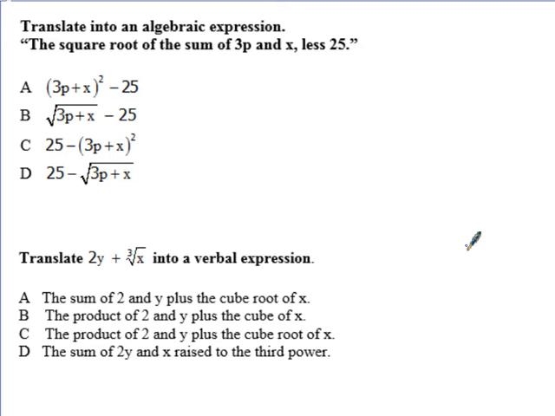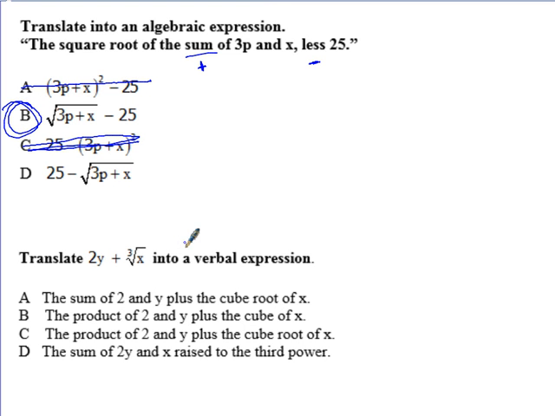Then we'll look at a couple translating problems. The square root of the sum of 3p and x less 25. So I know I'm going to have square root, so I can eliminate A and C right away. The sum of 3p and x. Well, sum means addition, so I'm looking for 3p plus x. That is in B and it is in C, or D. So we can't eliminate anything yet. And then less 25. Remember, less means subtraction. And it says less, not less than, so less just means in that order. So the square root of this, less 25, minus 25, so B would be my correct answer here.